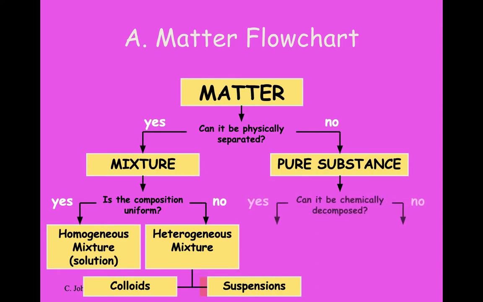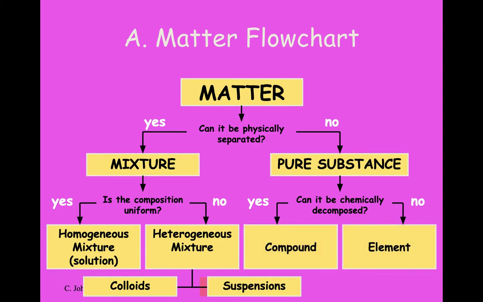Now, a pure substance can be divided into two categories as well. You want to ask yourself, can it be chemically decomposed? So can you break it apart with chemical means? If the answer is yes, then it's a compound. If it's not, it's an element. So a compound is two or more elements that are chemically put together, like water, H2O. You can't sit there and take out the hydrogens from the oxygens in water. Okay? An element is all of our elements on the periodic table: hydrogen, oxygen, aluminum, carbon, and so on.